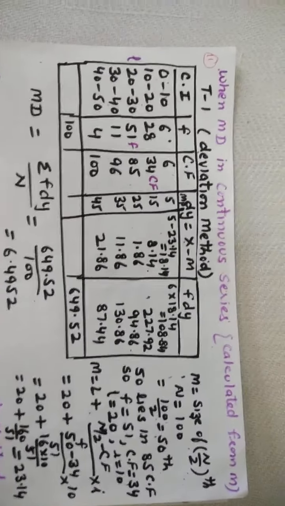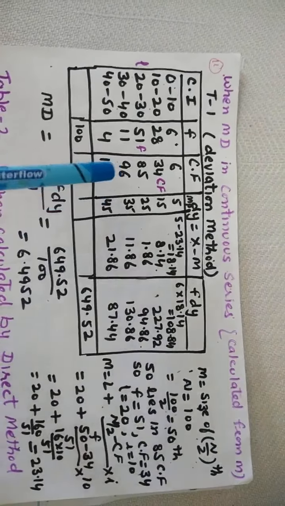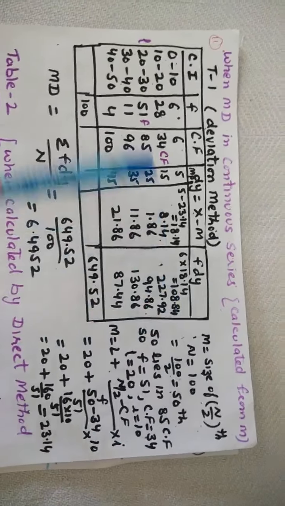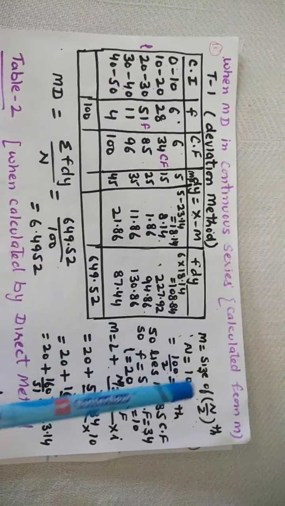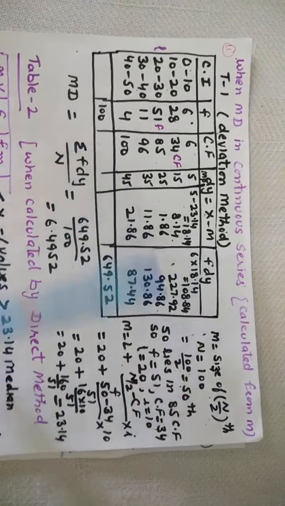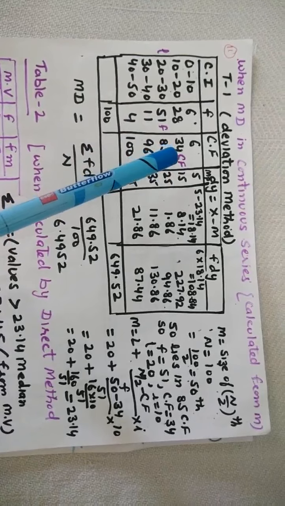Now we calculate mean deviation from median. Our statement is the same as for the mean. Class intervals are given, frequency is given. We calculate cumulative frequency for calculating the median. Size of n by 2th item. Note please, this is a class interval continuous series. So we find the median by taking the size of n by 2th item. N is 100, size is 50th, 50 lies in the 85 CF. So frequency is 51, CF is 34.